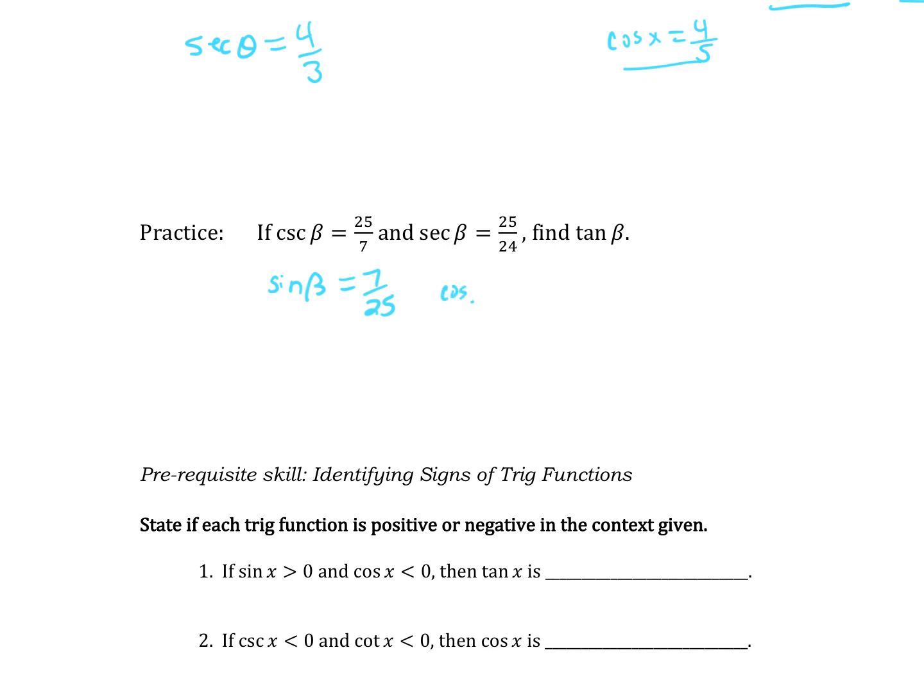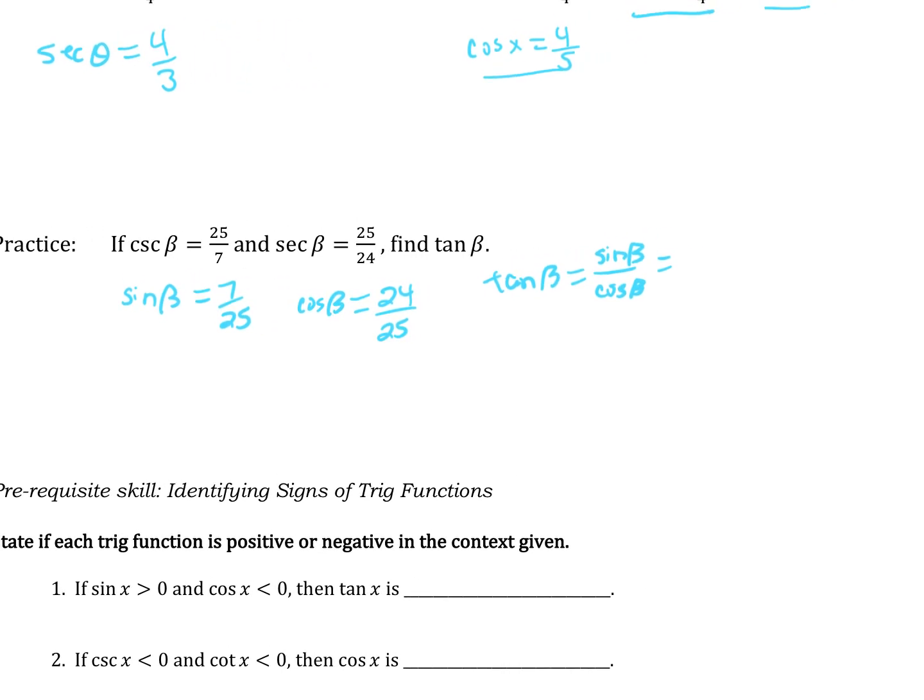And secant is the reciprocal of cosine. And we know tangent is sine over cosine. So let's plug in those values. For tangent, we're doing sine, which is 7/25, over cosine, which is 24/25. If we were to do keep it, change it, flip it, there's our answer. That's what tangent of beta is going to be equal to.